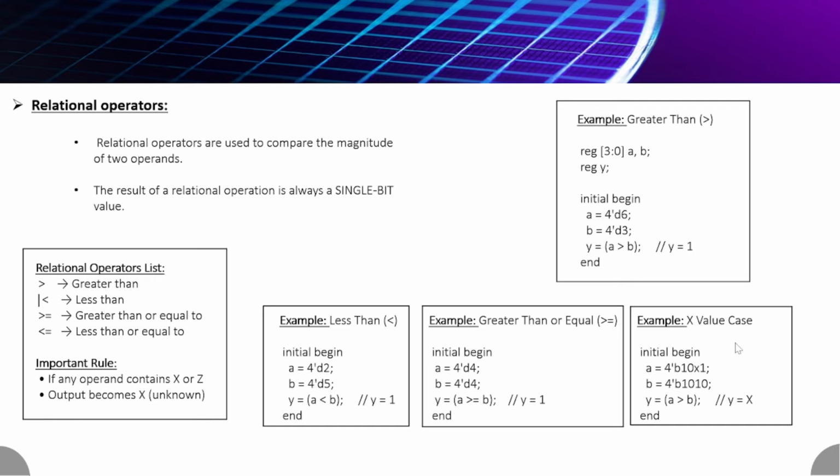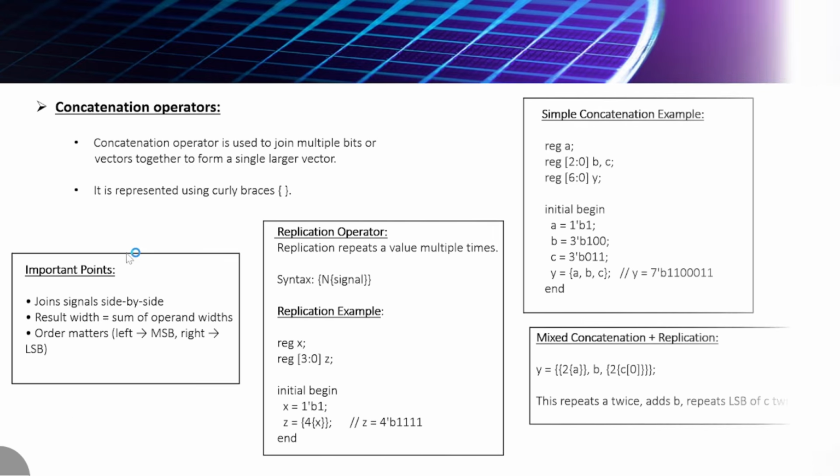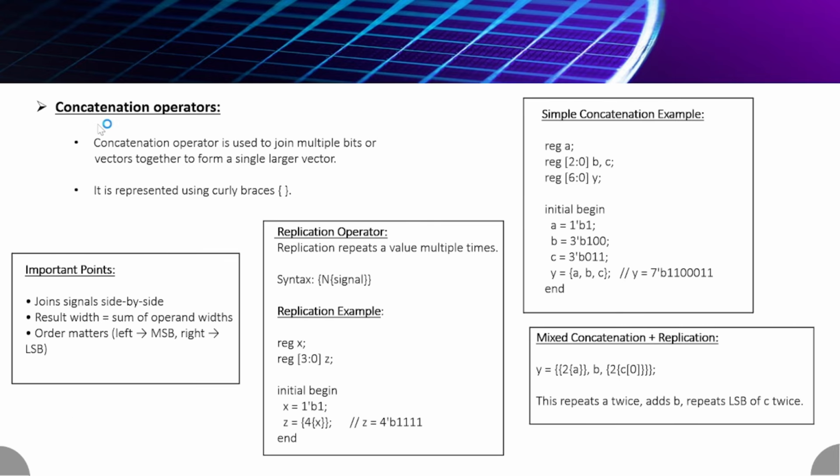Because of this behavior, the relational operators are mainly used with known numeric values, especially in control logic and comparisons. So the relational operators help us make decisions based on greater than, smaller or equal comparisons in Verilog designs. Now let's move to the concatenation operators in Verilog.